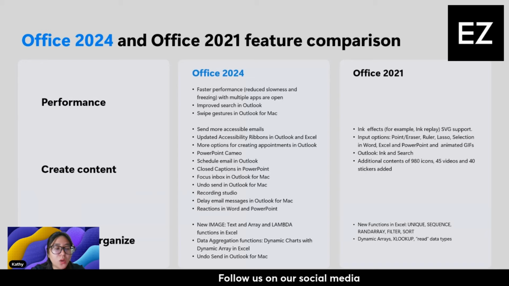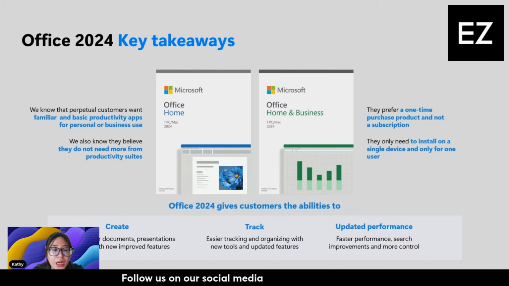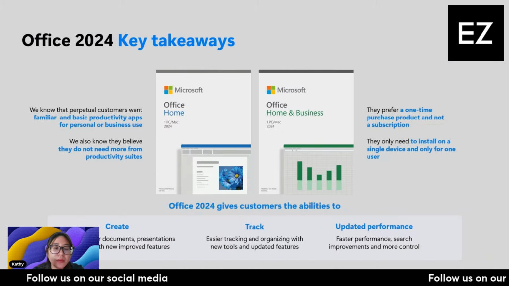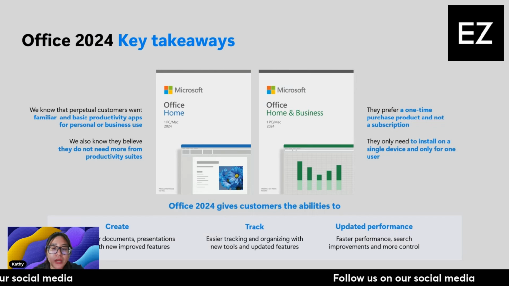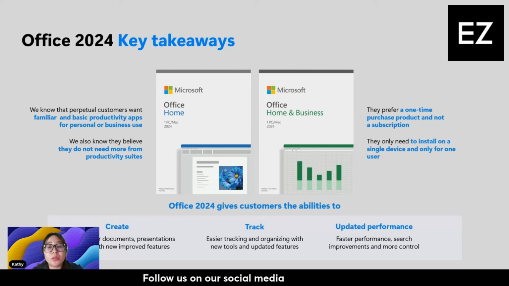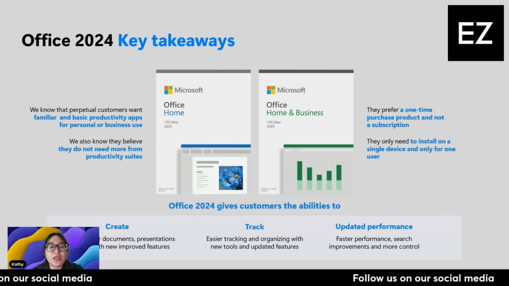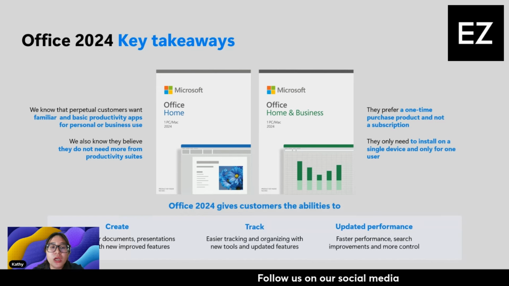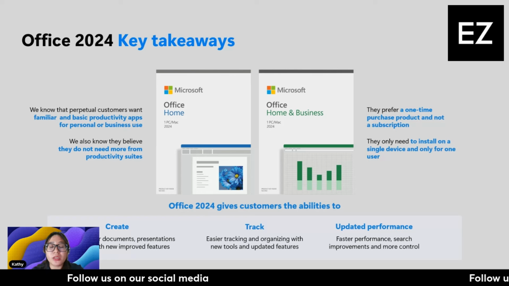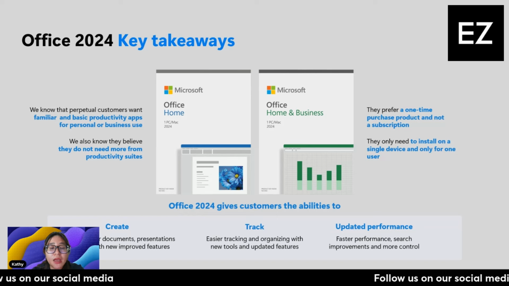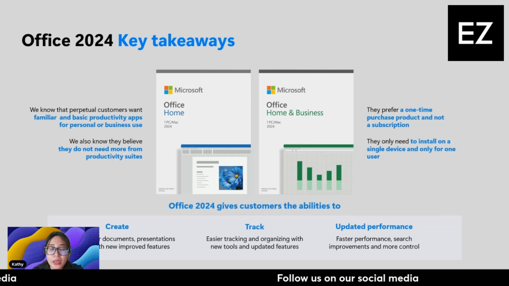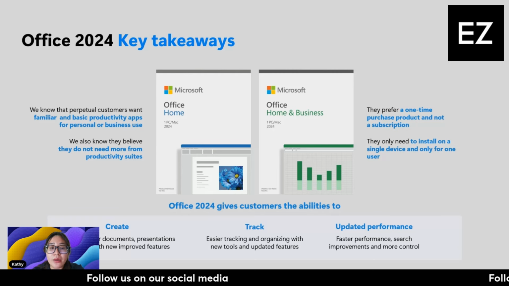Okay, so in summary, with the key takeaways, Home and Business, both are a one-time purchase product. It's not a subscription. And we know that all of our perpetual customers, you want familiarity, you want basic productivity apps for personal or for business use. If it's personal use, then go for Office Home. If you're using it for business and you need Outlook, go for Home and Business.